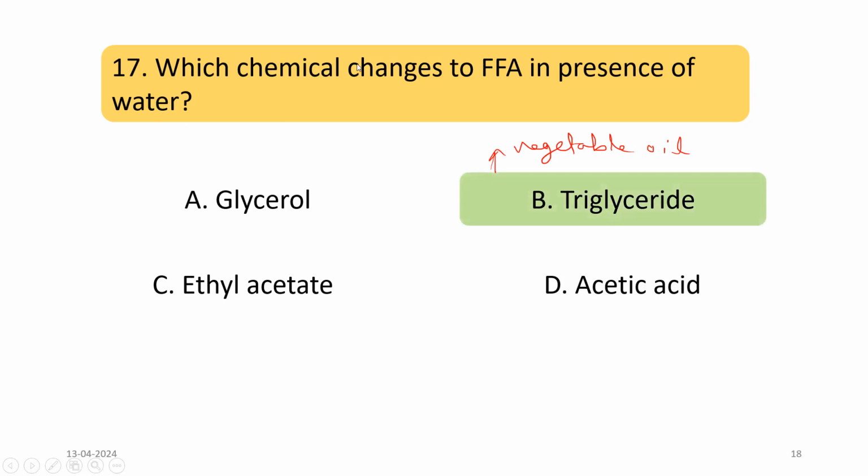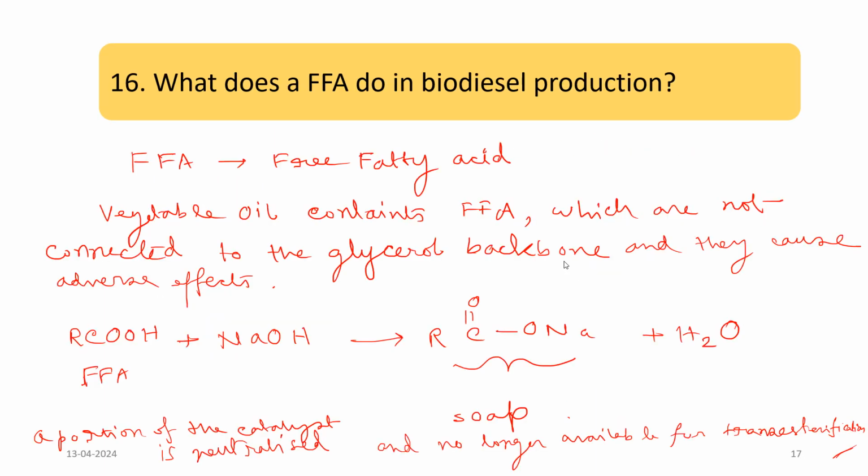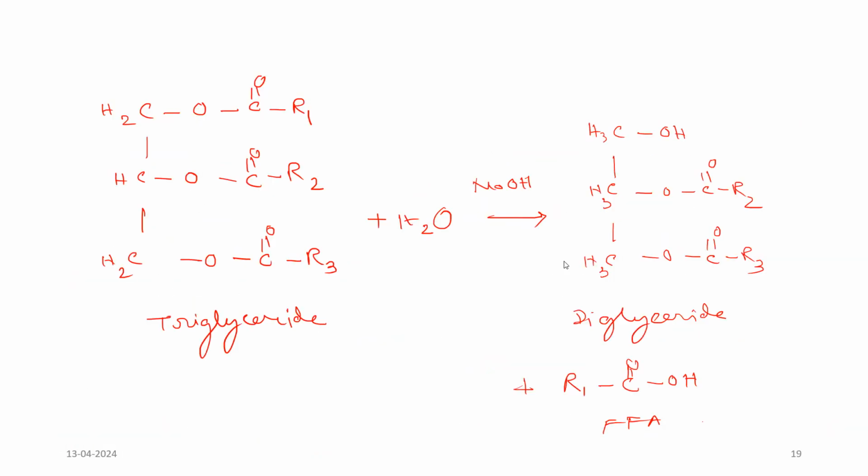So whatever you have seen, in presence of water, triglyceride changes to FFA. This is the reaction. This is how triglyceride changes to diglyceride and free fatty acid in presence of water. So in the previous slide, you have learned that FFA is not good for biodiesel production, right? Because it will deactivate the catalyst. But in presence of water also, FFA can be formed, right? So we need to reduce the amount of free fatty acid as well as the water amount. We need to control that.